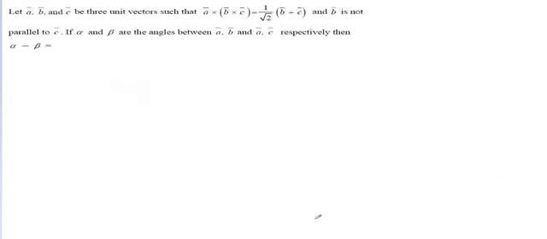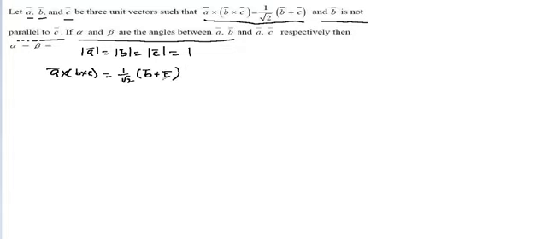Next question. A bar, B bar, C bar are 3 unit vectors such that A cross B cross C is equal to 1 by root 2 into B bar plus C bar, and B bar is not parallel to C bar, and alpha and beta are the angles between A bar, B bar and A bar, C bar respectively. Then alpha minus beta is equal to dash.